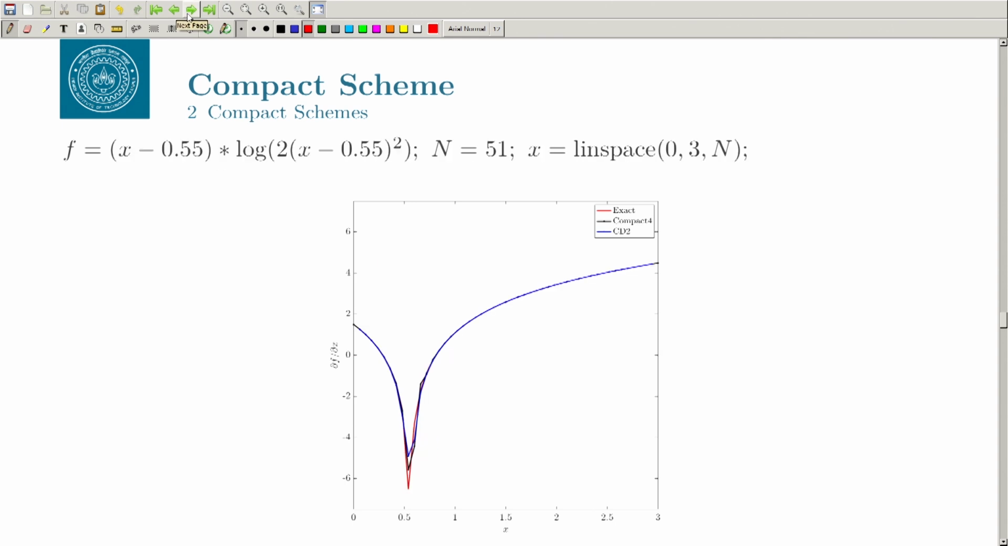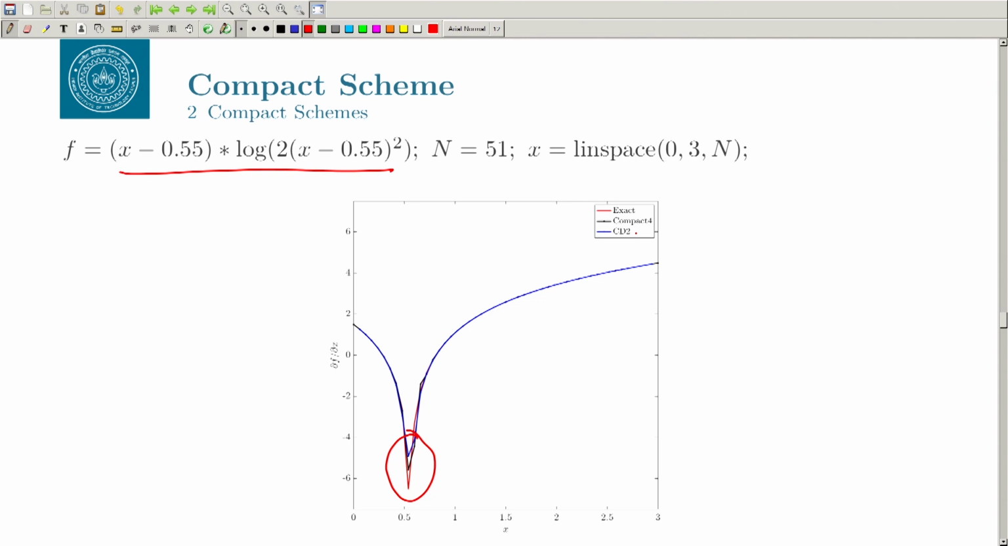Finally, if you look at the log scheme that I am showing here, the red one is the exact formulation, the black one is the compact scheme, and the blue one is the CD2. You can see that in terms of comparison, the compact fourth order scheme predicts the derivative value much closer to the exact value compared to the CD2 scheme. And as I told you, both are using the 3-point stencil only. So, naturally the compact schemes are giving you higher order of accuracy.